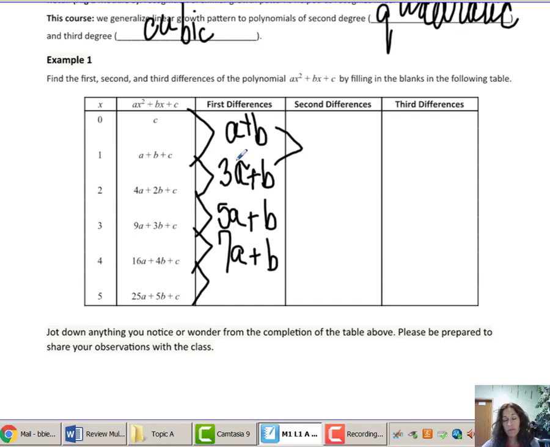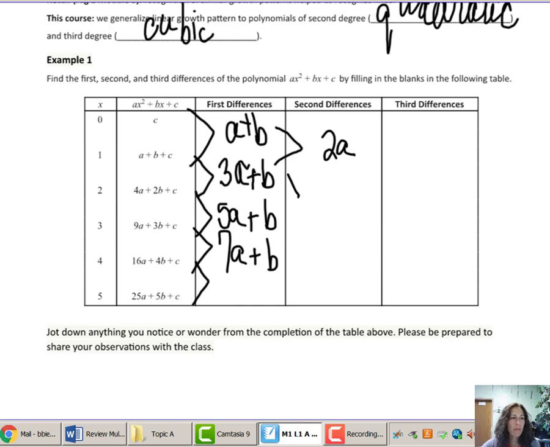So we have in our first review section, 3a minus a, which gives us 2a. And then you have b minus b, and of course b minus b would just be 0. Okay. And then next we'll do the next two.